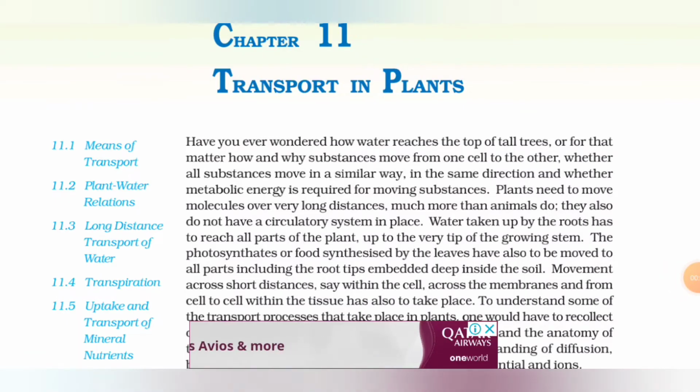Today's class we will study transport in plants. In this chapter we'll study how water reaches the top of tall trees, how substances move from one cell to another, whether these molecules move in the same direction or in opposite directions, and whether they require any energy. What is the distance to travel from the roots to the shoot system? All these we'll study in this chapter, right?